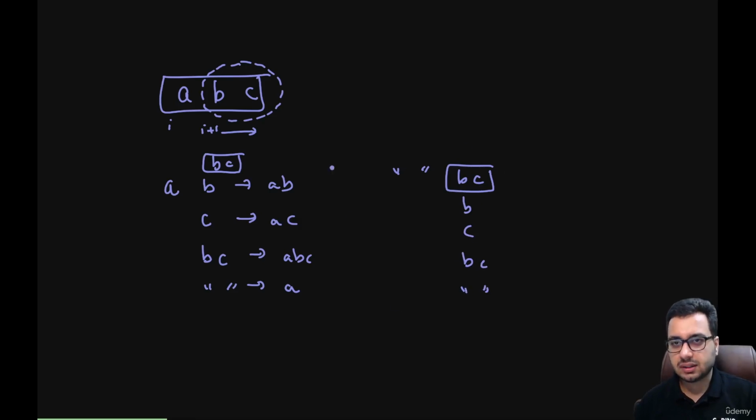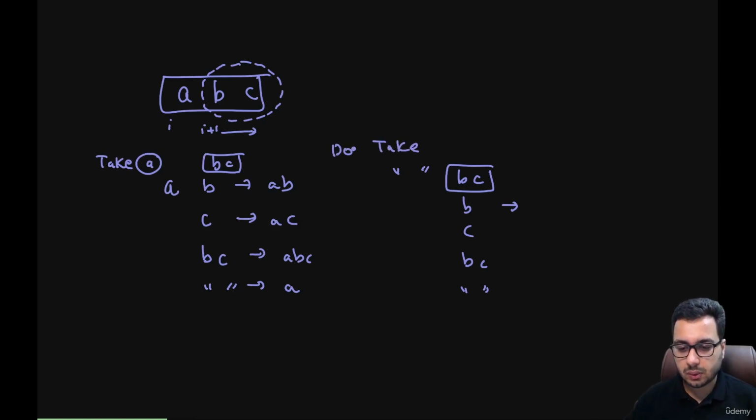I have not written them in a particular order, but if you add a null with all of them, that means you have not taken A. So here we say take A along with subsets of BC, and here we say don't take A with subsets of BC. So it becomes nothing but B, C, BC, and null.